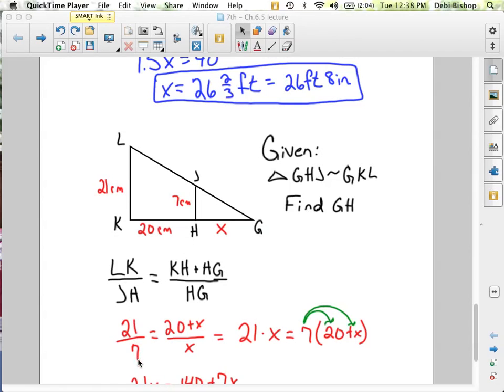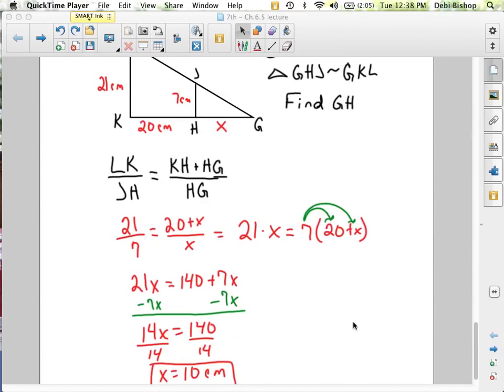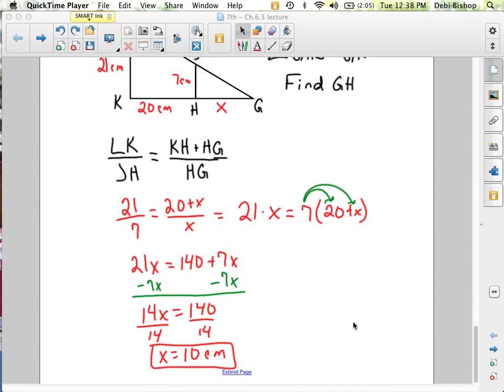So then I go through and plug in my numbers. 21 centimeters over 7 centimeters equals 20 centimeters plus X, divided by X. And that's my proportion. Then I will cross multiply. You still do the same thing. So you have 21 times X equals 7 times your whole quantity, 20 plus X. So don't forget, when you have your 7 next to a quantity, you need to distribute. So now I get 21x equals 140 plus 7x.